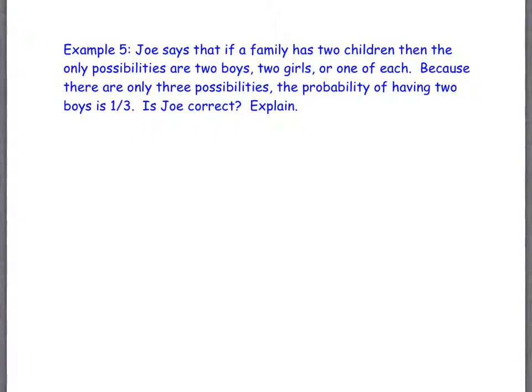Joe says that if a family has 2 children, then the only possibilities are 2 boys, 2 girls, or 1 of each. Because there are only 3 possibilities, the probability of having 2 boys is 1/3. Is Joe correct? No. Why not? Okay, so how could we show that in a way that will help us to see that there's really more than 3 possibilities? Yeah, a tree diagram would be great.